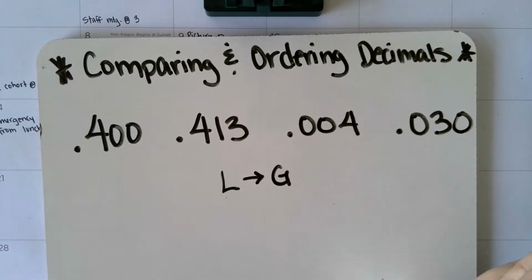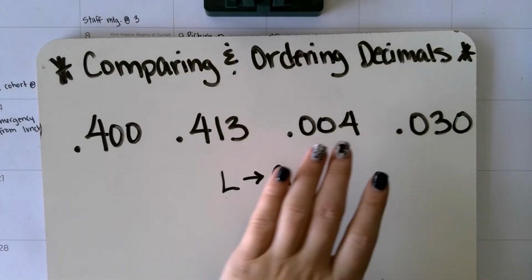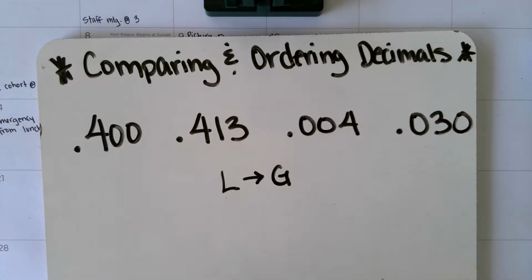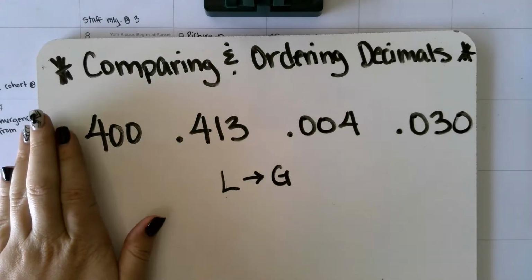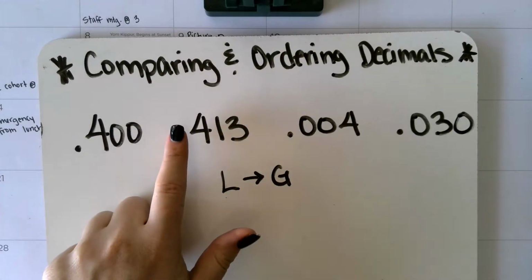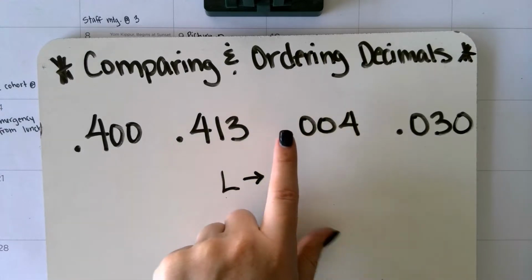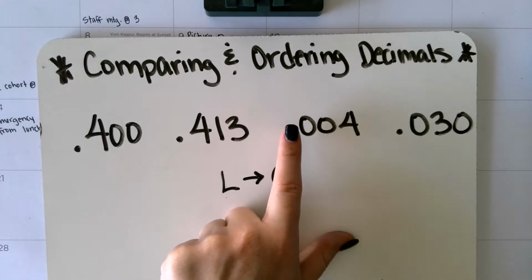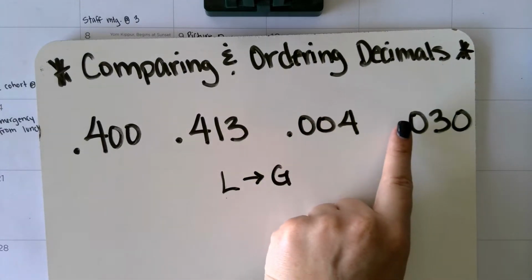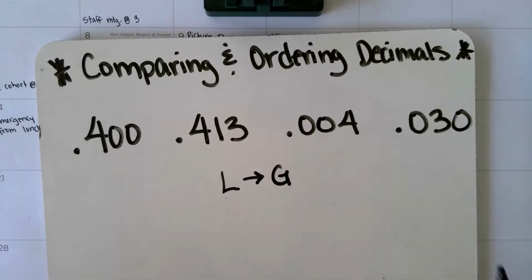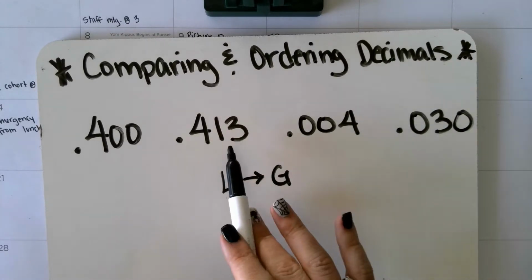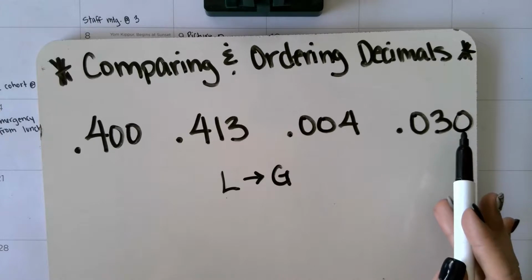So then I have all 4 of my decimals having 3 places, and I can look at them like whole numbers. Without the decimal, this is like 400. Without the decimal, that's like 413. Without the decimal, that's just 4. And without the decimal, that's 30. So then I can compare 400, 413, 4, and 30.